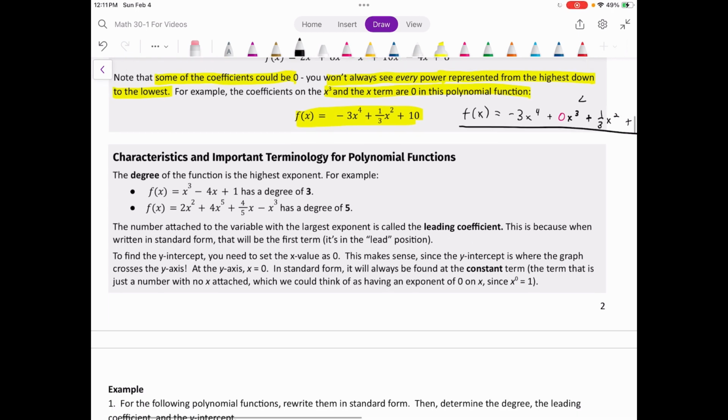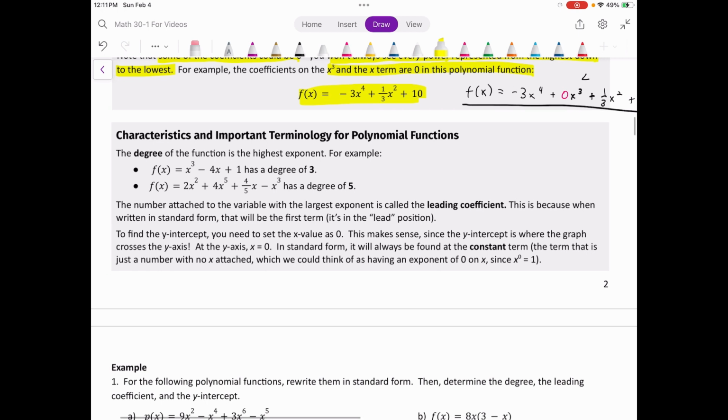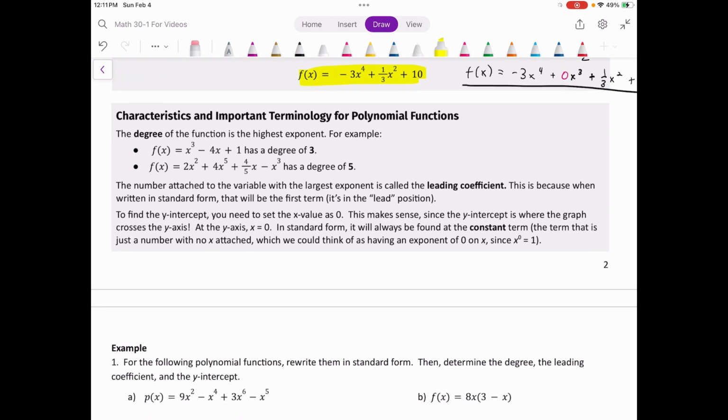All right, let's get into one of the first important terms that we're going to use when we're describing polynomial functions, and one of those things that's going to tell us about the behavior of the graph of the polynomial function in an important way as well. Okay, so first up is something called the degree, and all the degree is the highest exponent on x. That's really all there is to it. So for example, f of x equals x cubed minus 4x plus 1. That has a degree of 3. Why? Because the highest exponent on x is 3.